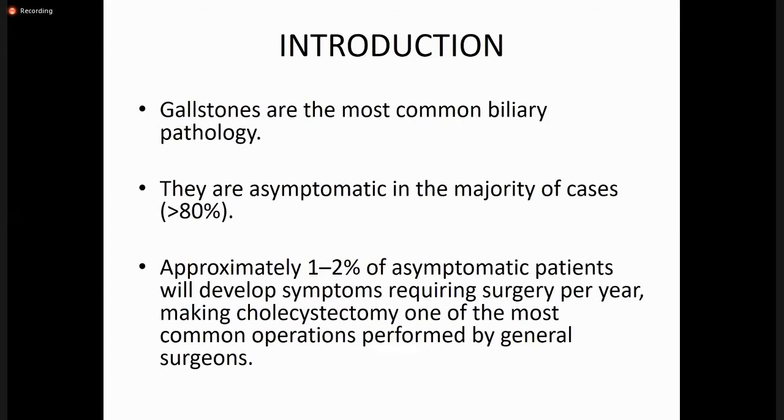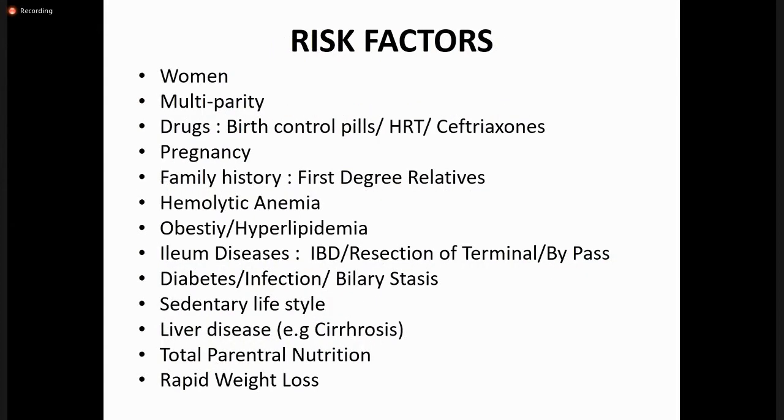The gallstones are the most common biliary pathology. They are asymptomatic in the majority of cases, about 80%. But approximately 1 to 2% of these asymptomatic patients will develop symptoms and will require surgery, and therefore cholecystectomy is one of the most common operations performed by general surgeons all over the world. What are the risk factors?